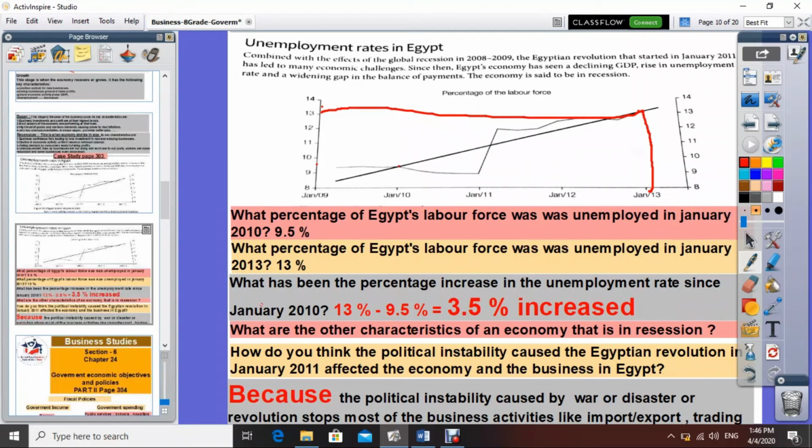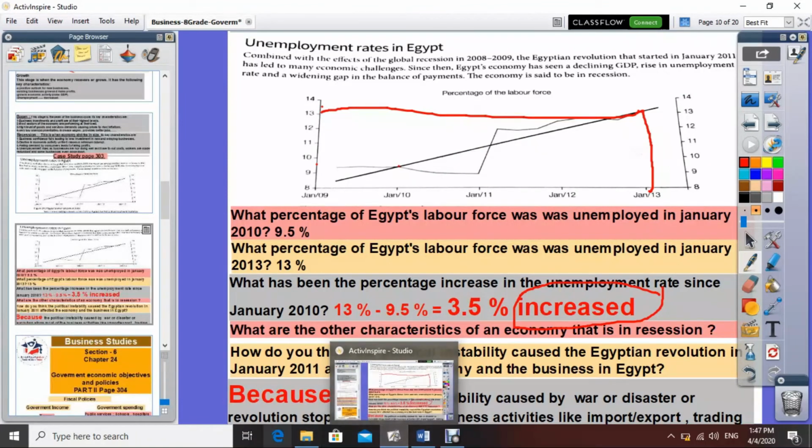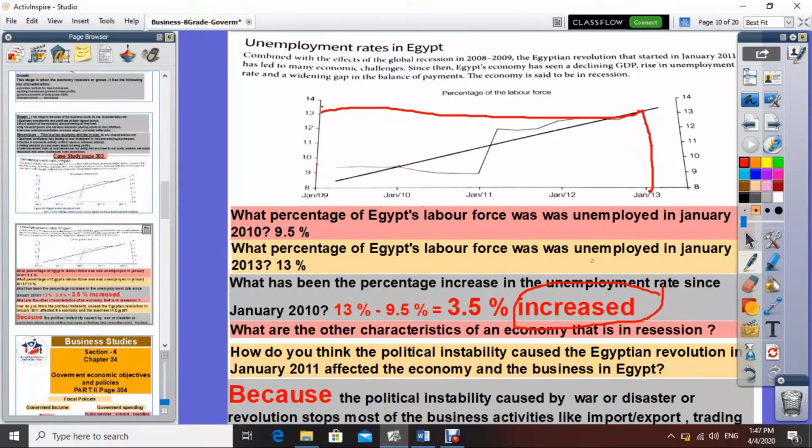Question number 3. What has been the percentage increase in the unemployment rate since January 2010? It is 13% minus 9.5%. The answer will be 3.5%. It is increased, as you see here. The question: how do you think the instability caused by the Egyptian revolution in January 2011 affected the economy and business in Egypt? Because political instability caused by war, disaster, as we said, or revolution stops most business activity like import, export, trading, and so on.